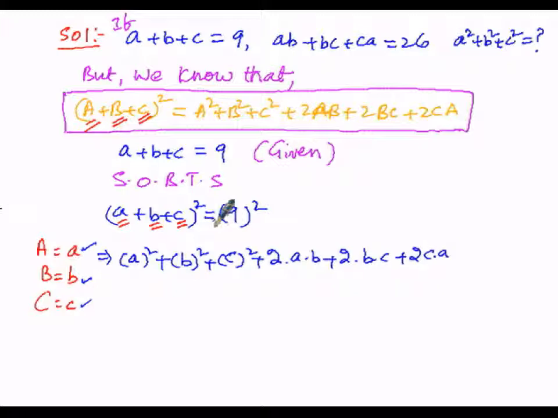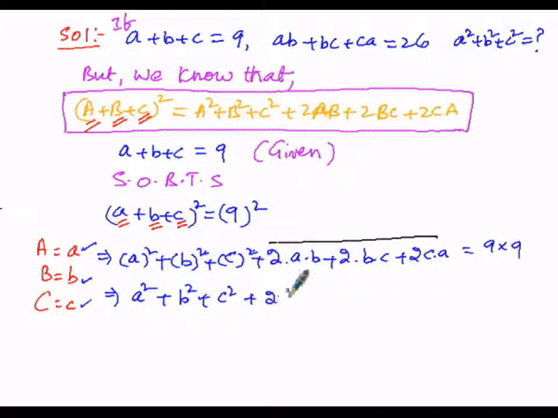Then that must be equated to 9 whole square, which can be written as 9 into 9. That implies a square plus b square plus c square. Among these three terms, 2ab plus 2bc plus 2ca, I want to take 2 as common, and when 2 is taken out as common, just ab, bc and ca are left over within the brackets, that is equal to 9 nines, which is 81.